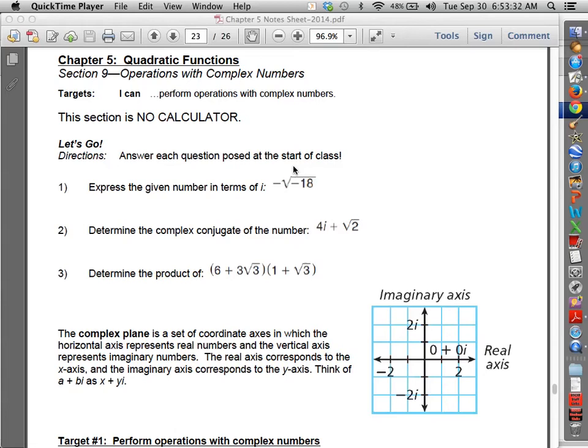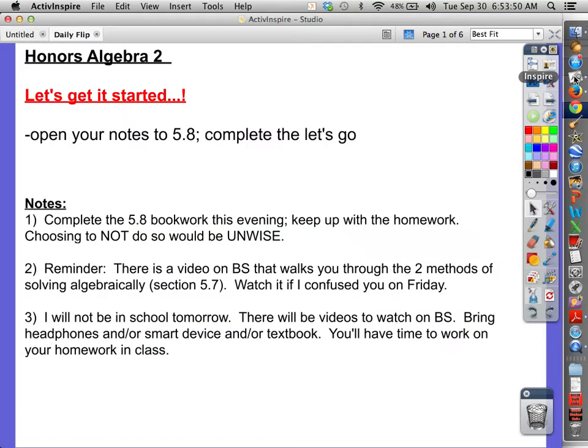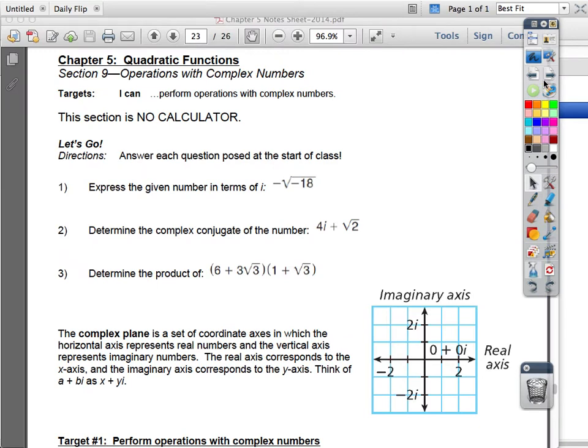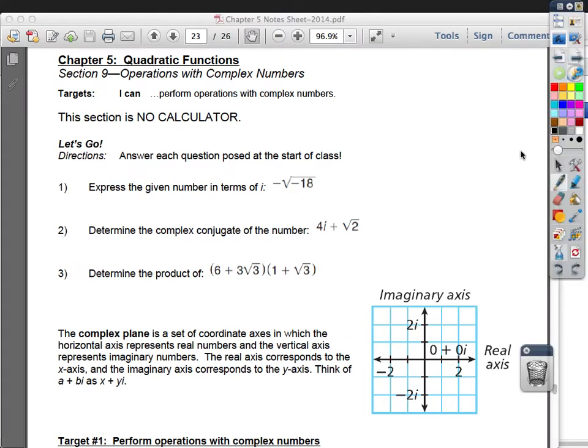It's time to take a look at section 5.9. We're going to be working with complex numbers and performing some operations. So notice our target for today is to perform operations with complex numbers. All we're going to do in this section is manipulate complex numbers in different ways. It's important to understand that even though we are just manipulating, there's some underlying math going on here that we're just going to have to accept as true and move on. So let's take a look.